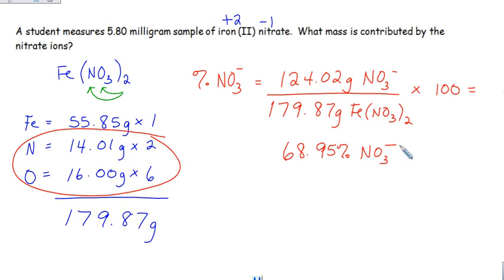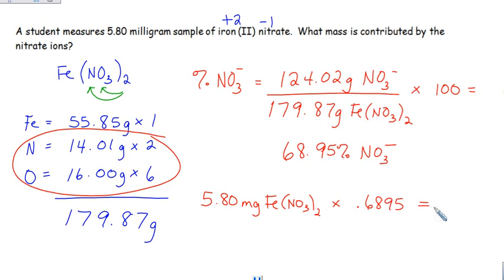and it's okay that this is in milligrams. If we go 5.8 milligrams of the iron nitrate, we can multiply by 0.6895. We do have to use our percentage as a decimal.